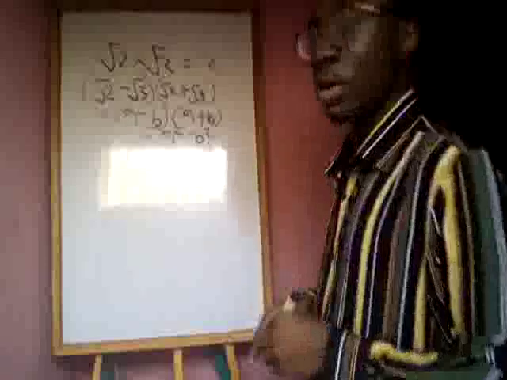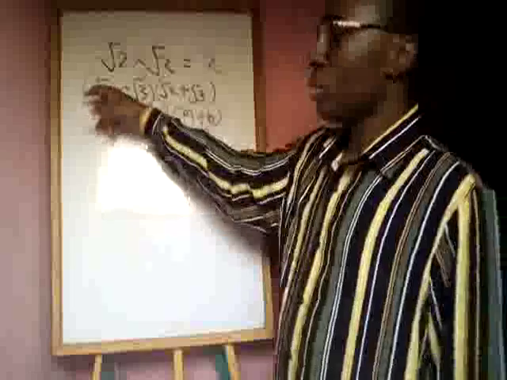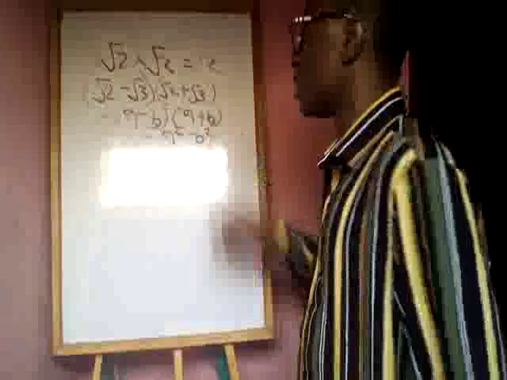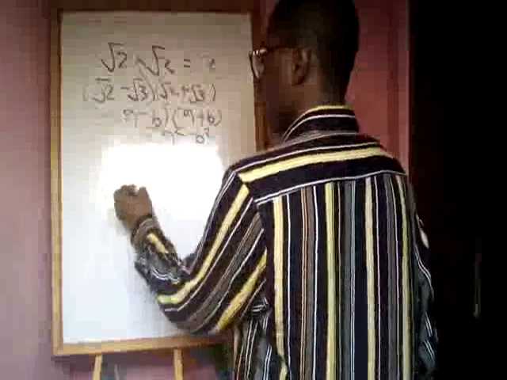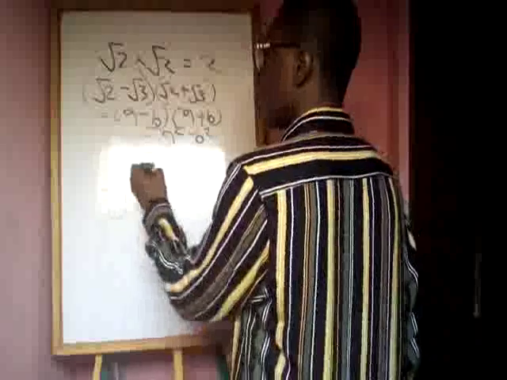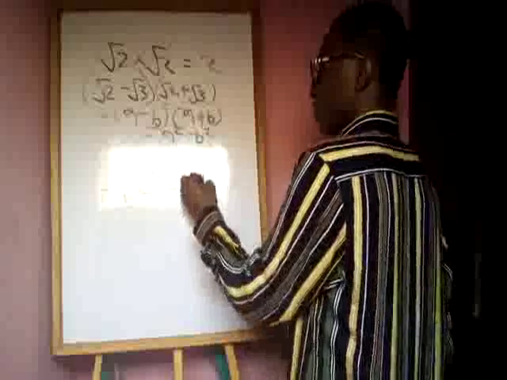So you understand that concept. So basically, let's compare root 2 as A and root 3 as B. Then that means we'll have root 2 squared, because root 2 is A, minus root 3 squared.